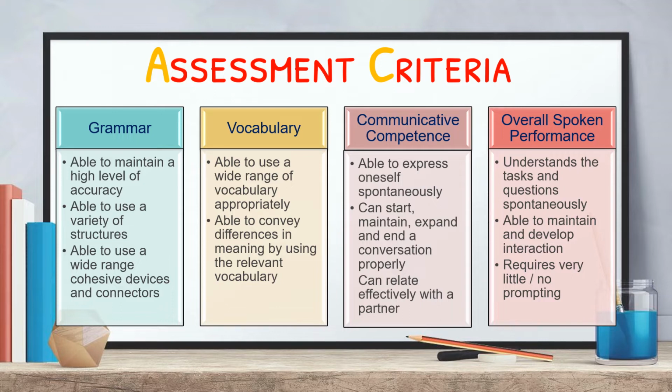Overall spoken performance includes you understanding the task and questions spontaneously. When you look at the question, you know what you have to talk about, and you're able to develop and maintain interaction with your partner. So remember, the discussion requires you to have an interaction with your partner. You're not talking alone, all right? And here it requires very little or no prompting. The conversation is smooth. The teacher doesn't have to interrupt and prompt the students, and they can discuss on their own and deliver their points very well.